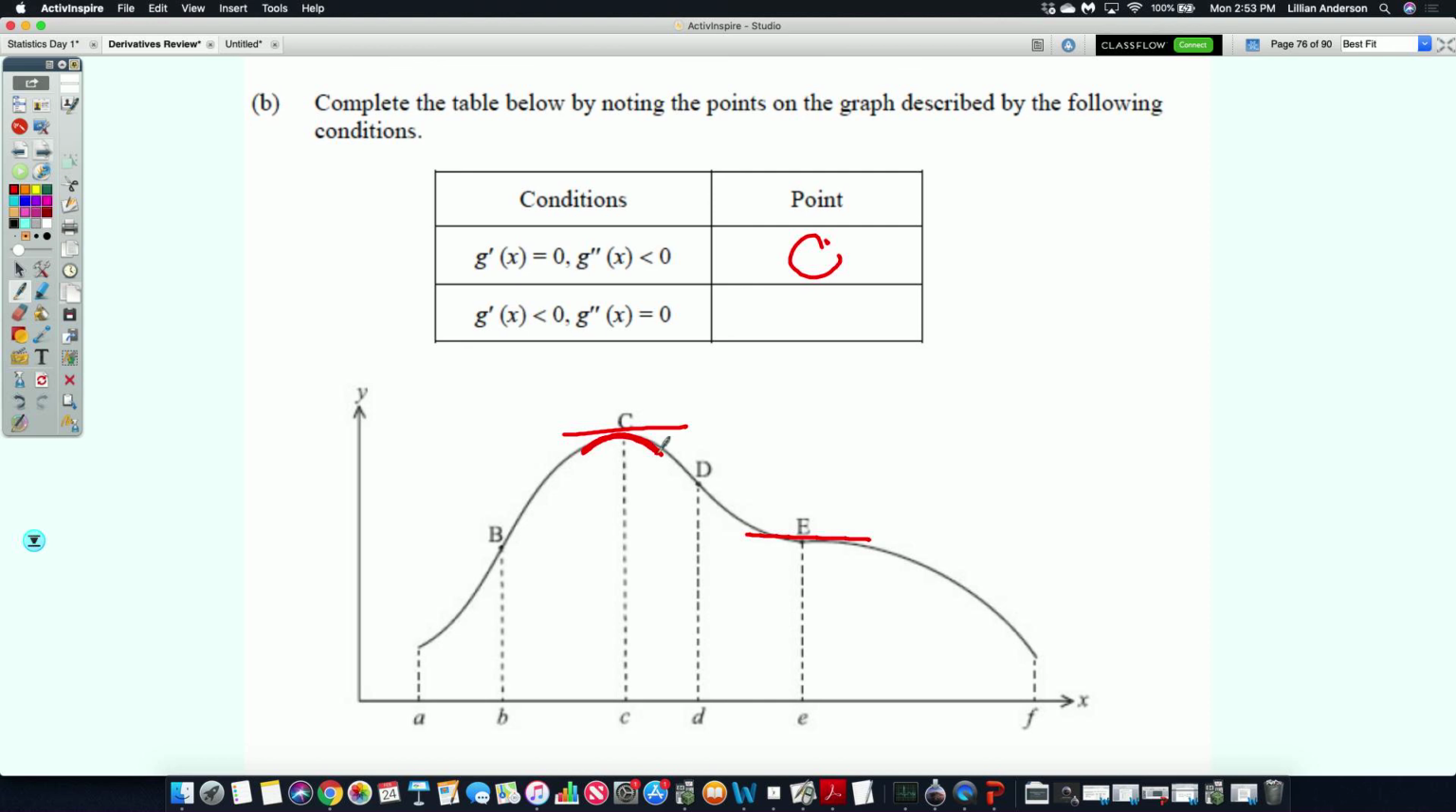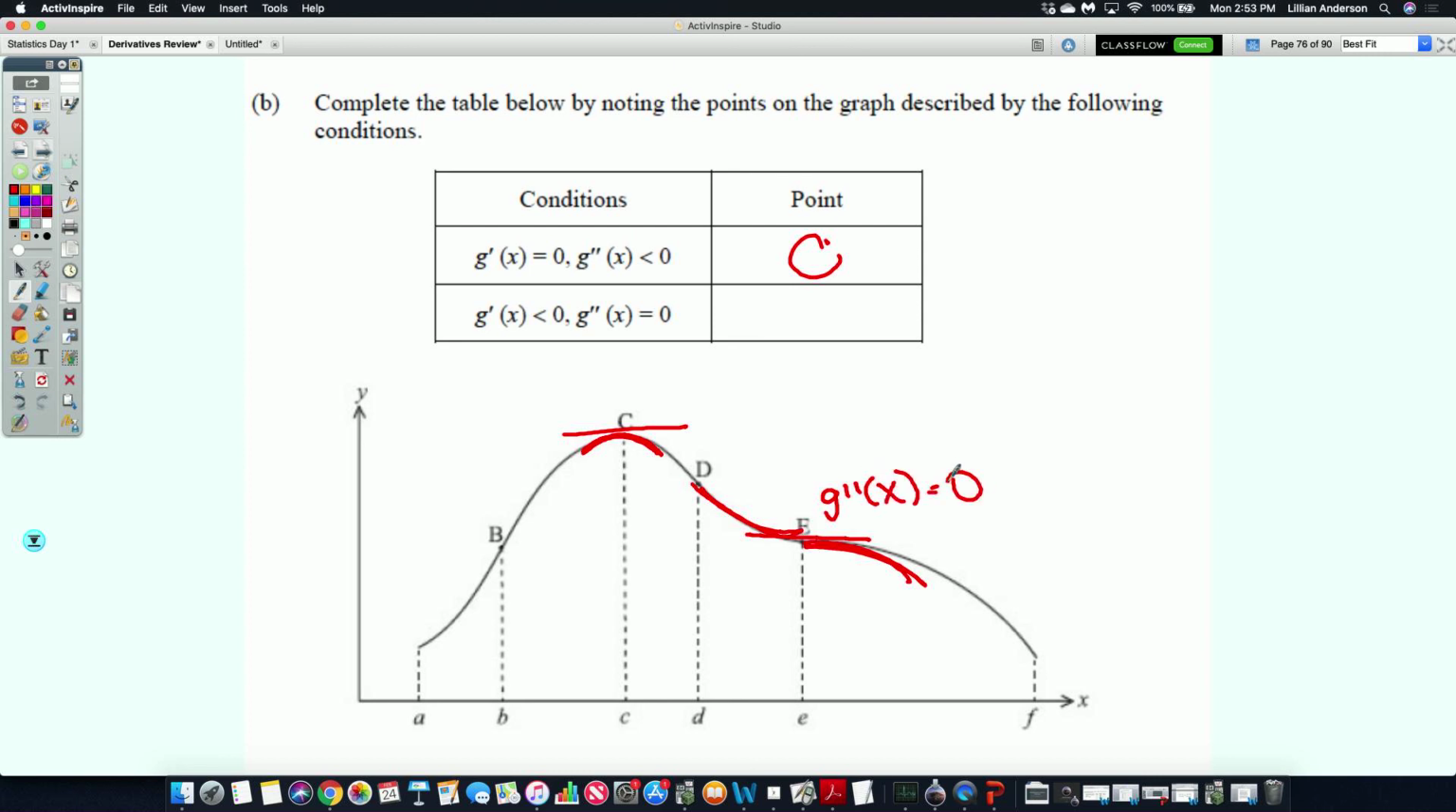E is actually a what? Inflection. It's an inflection point because it's going from concave up to concave down. So at E, the second derivative is equal to 0.